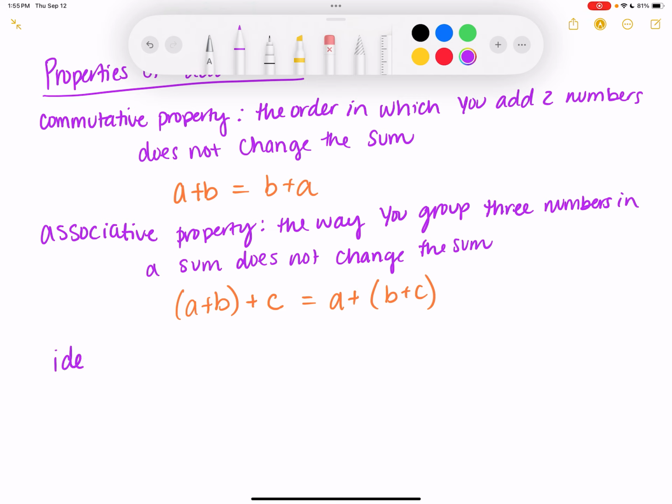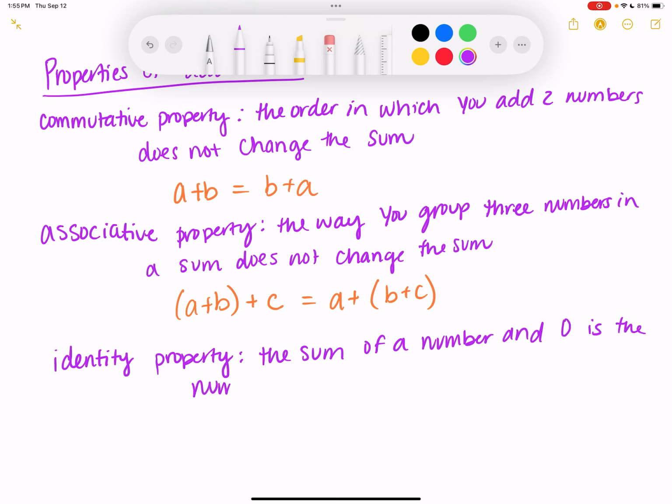The next one is the identity property, which says the sum of a number and 0 is the number. So all that means is anything added to 0 is equal to itself. So if I have A plus 0, that's equal to 0 plus A, which is the commutative property that says I can do it either way. And ultimately that is equal to A.